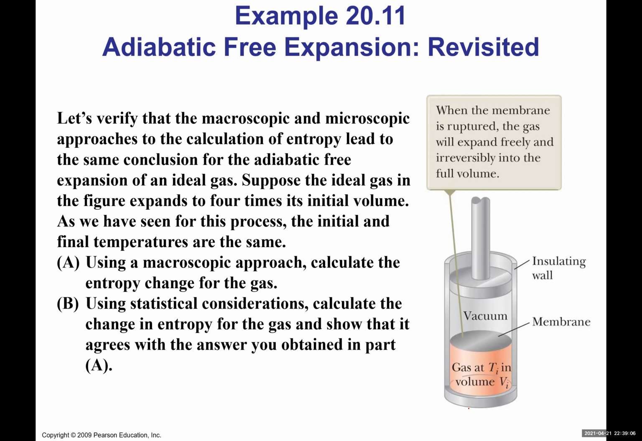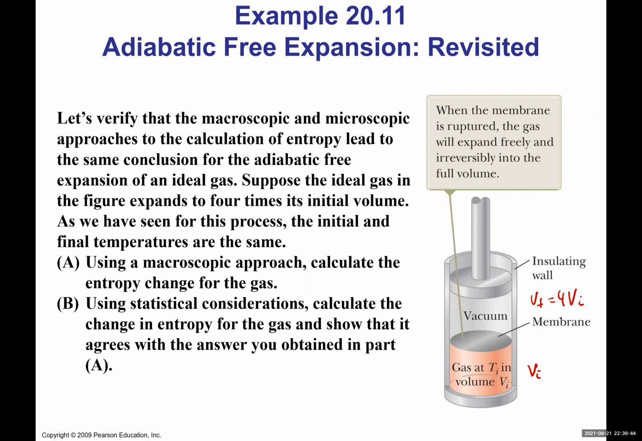Suppose the ideal gas in the figure expands to 4 times its initial volume. That means we have V initial, and then V final equals 4 times V initial. As we have seen for this process, the initial and final temperatures are the same. Using a macroscopic approach, calculate the entropy change for the gas. Then, using statistical considerations, calculate the change in entropy for the gas and show that it agrees with the answer you obtained in part A.